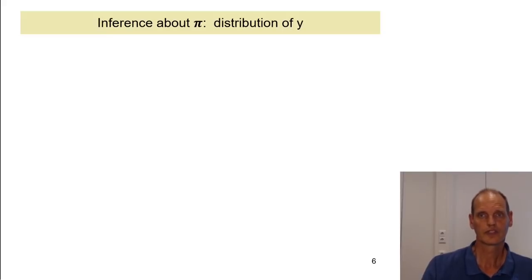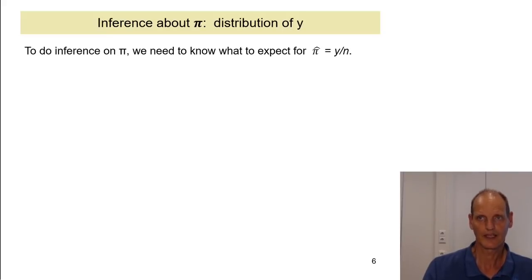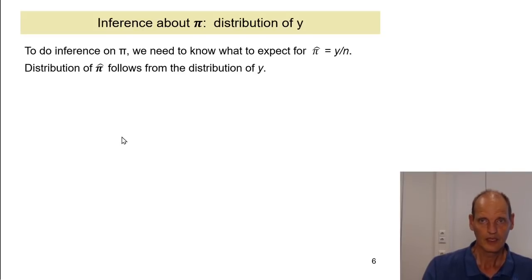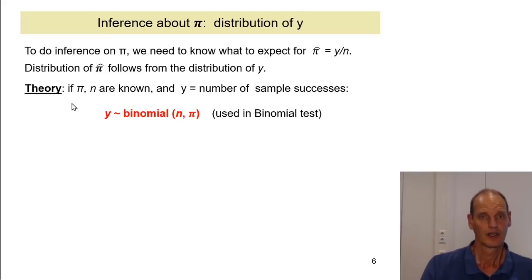Well, to be able to do inference about pi, we need to know something about what we can expect for a given pi, in terms of the distribution of y. Well, the distribution of pi hat, which is y divided by n, follows from the distribution of y. Statistical theory, and you can read about this in chapter 4 of the book of Ott and Longenecker: if pi and n are known, we can actually calculate for each possible outcome of y what its probability is.